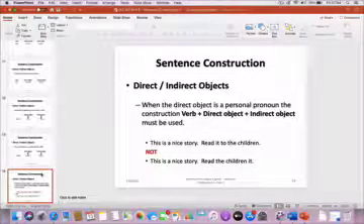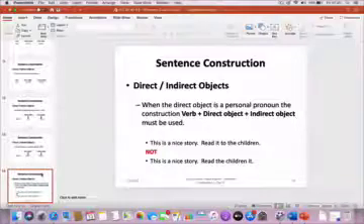When the direct object is a personal pronoun, then the construction verb, direct object, indirect object must be used. So I need to say, this is a nice story, read it to the children. I cannot say, this is a nice story, read the children it. It doesn't work. Obviously, I understand, but it doesn't work in English. It's incorrect.